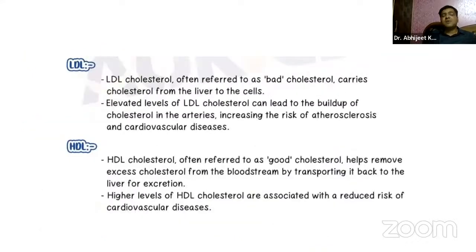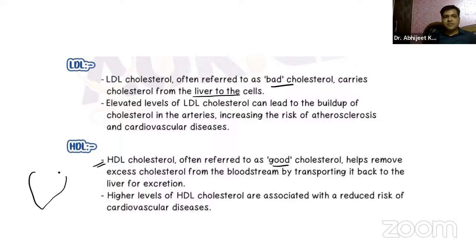I have already discussed LDL and HDL in detail, guys, in the previous slide. LDL is called bad cholesterol, right? It carries the cholesterol from the liver to the cells. HDL is called good cholesterol, right? It carries the cholesterol from the bloodstream back to the liver for excretion.